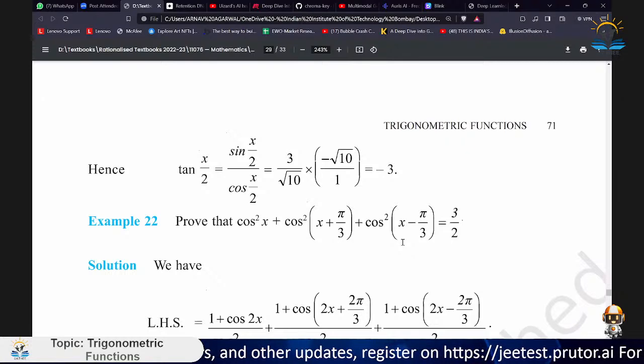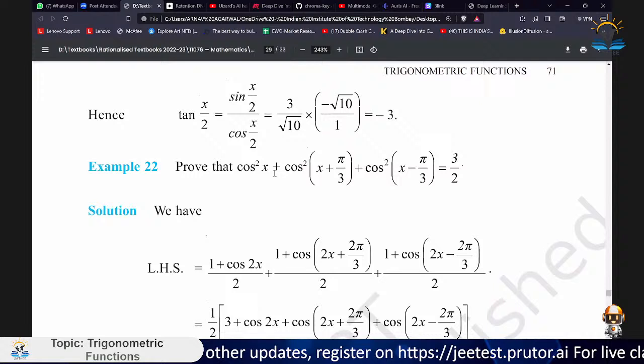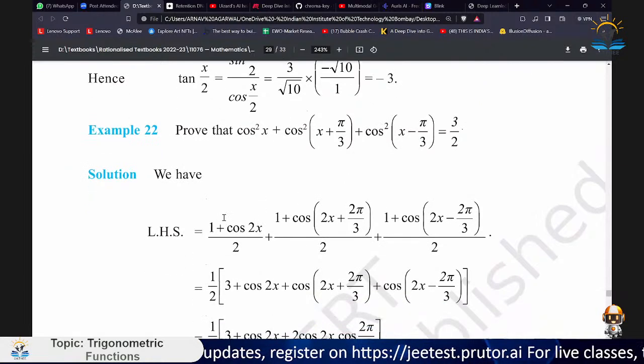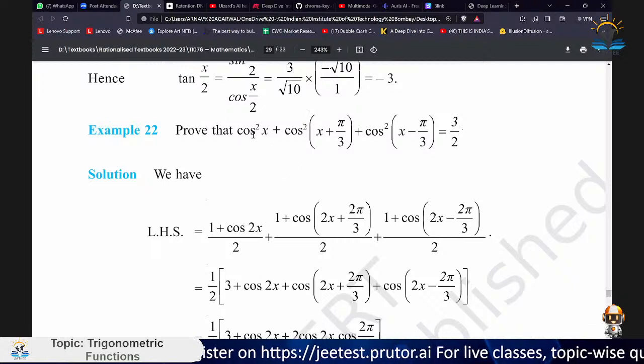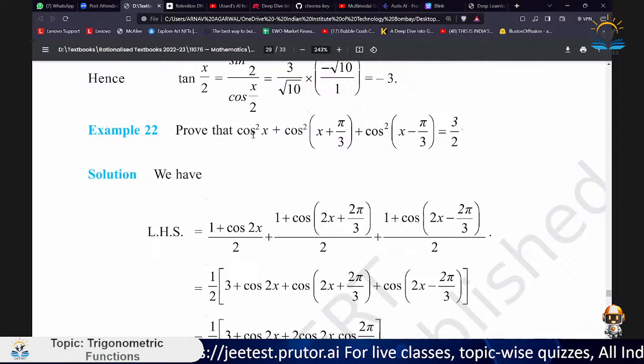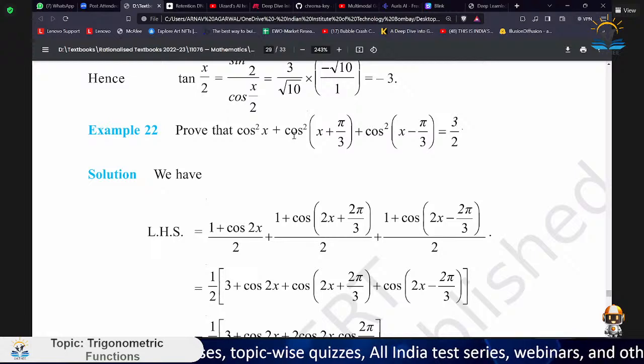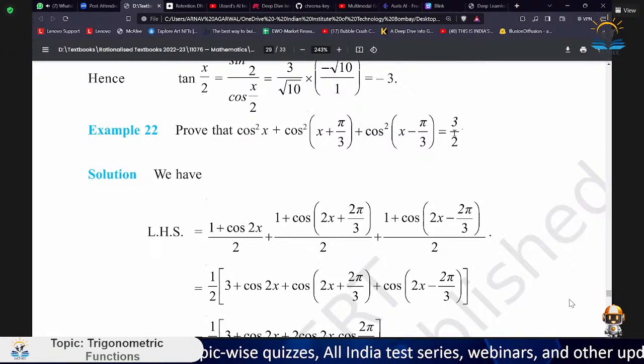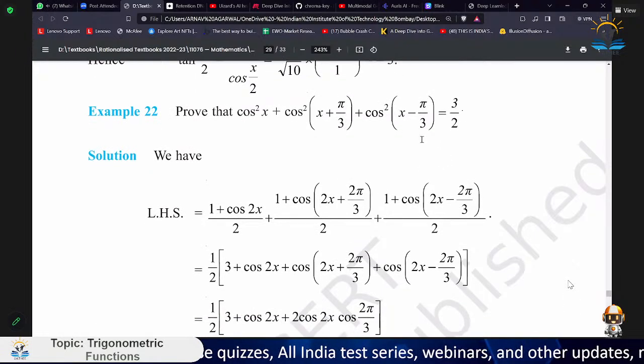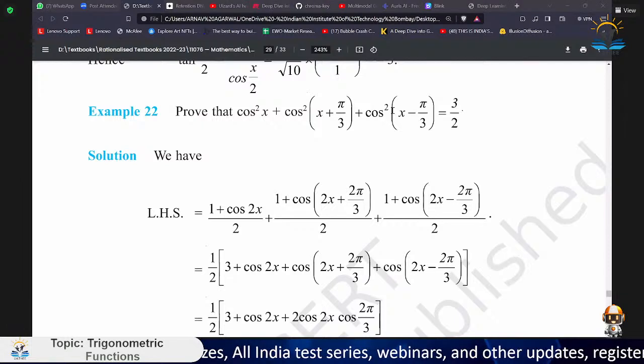So if you see this, we have LHS equal to (1 plus cos 2x) by 2. See what we are doing is we know cos 2x is equal to 2 cos square x minus 1. We are rearranging the terms to get the value of cos square x in terms of cos 2x, which is this. Similarly, we can write the value of this and this as this. So we just converted half angle into double angle.